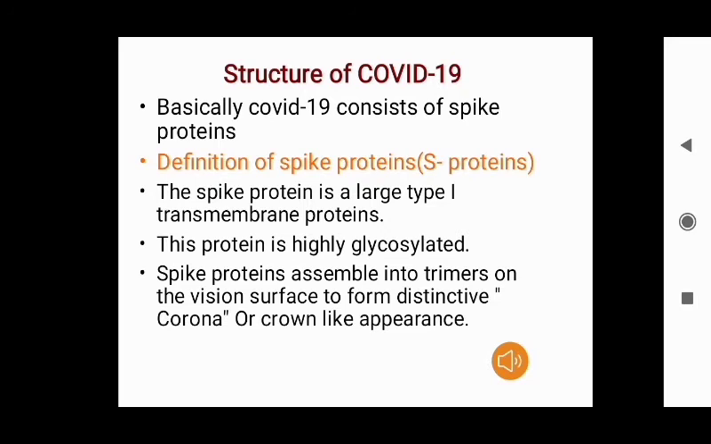In addition to this, this spike protein is highly glycosylated and it contains about 21 to 35 N-glycosylation sites. And these spike proteins assemble into trimers on the viral surface to form the distinctive corona or crown-like appearance.